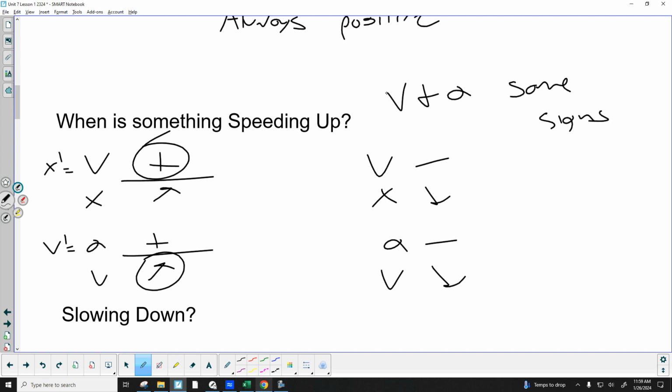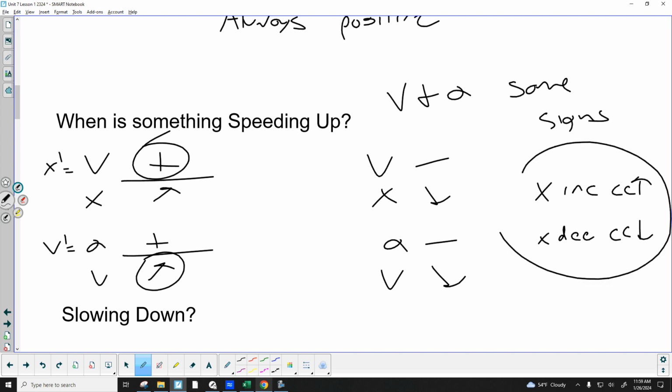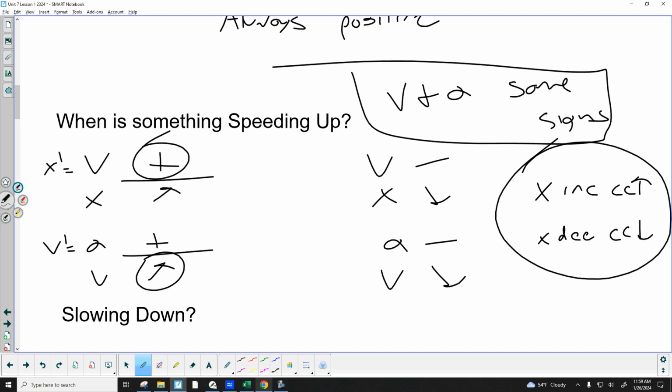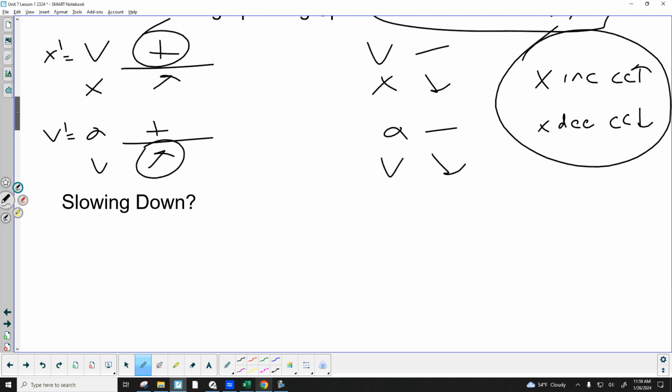It's not when acceleration's positive that your velocity is increasing. That means your velocity could increase from -5 to -4 to -3 to -2 to -1. That means you're slowing down. It means you're going in the same direction. It means your position is increasing concave up or decreasing concave down. Really stick with same signs and you'll be safe.